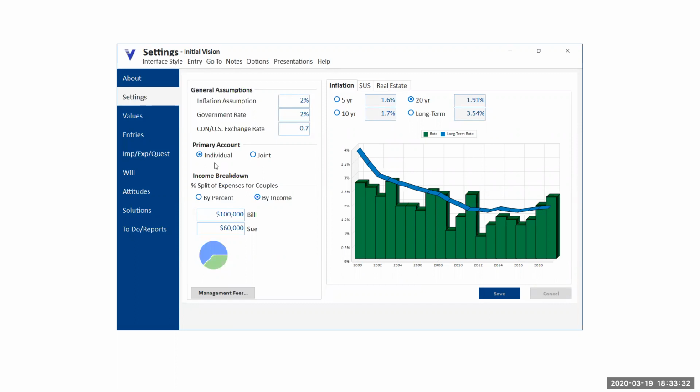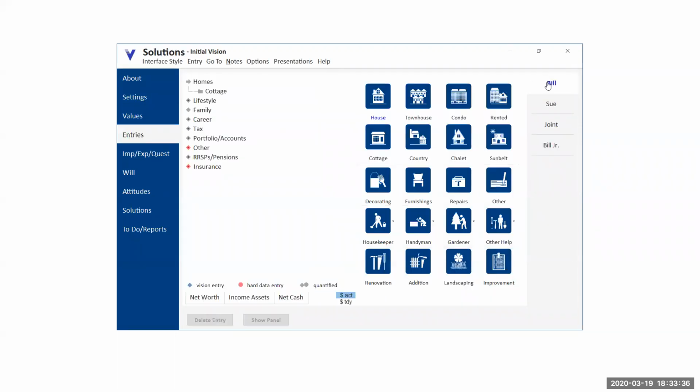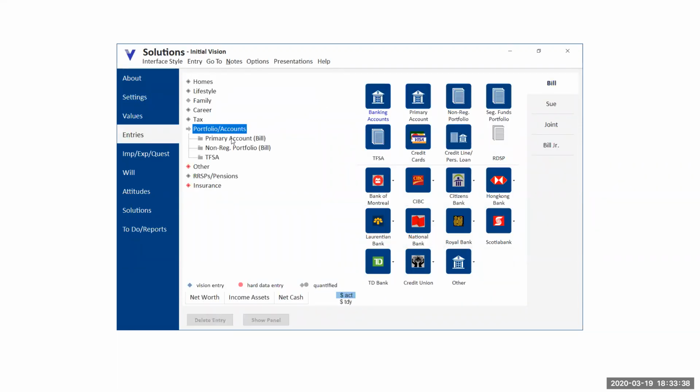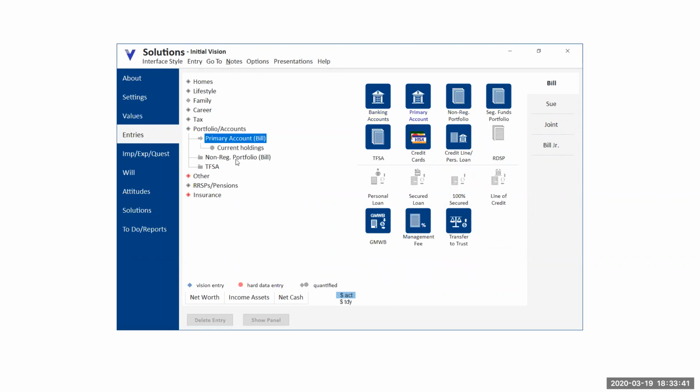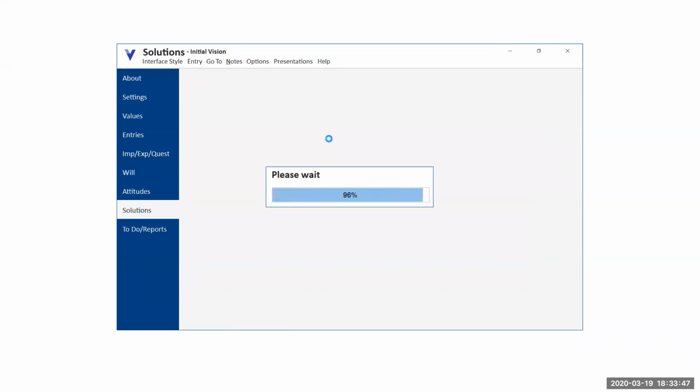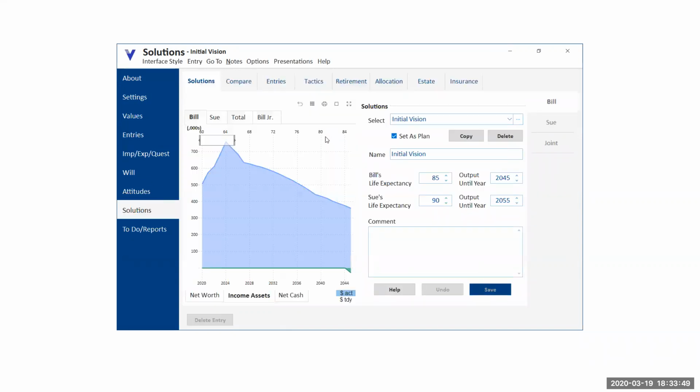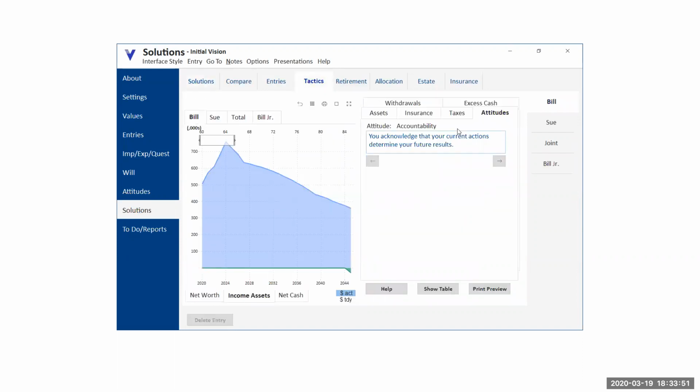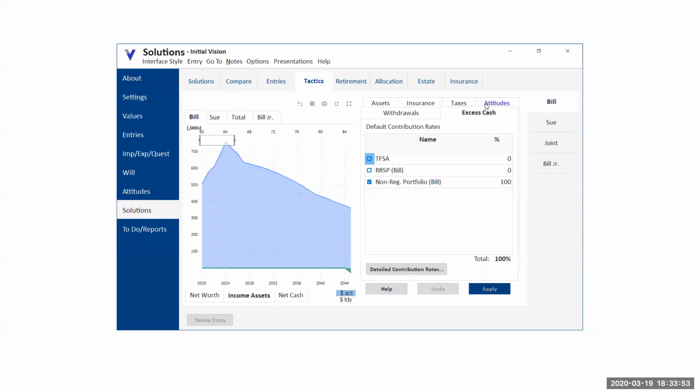If, for instance, we go to the entries tab, we can see, of course, on Bill's tab under portfolio accounts that he has a primary account. He also has a non-registered portfolio. And then if we go to solutions, tactics, what we'll see is that any excess cash that Bill might have automatically, in this case, is being contributed to his non-registered portfolio.